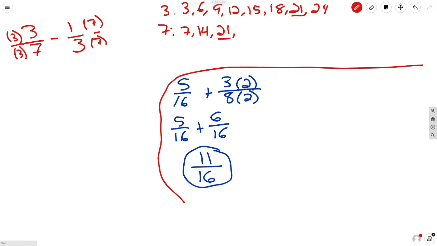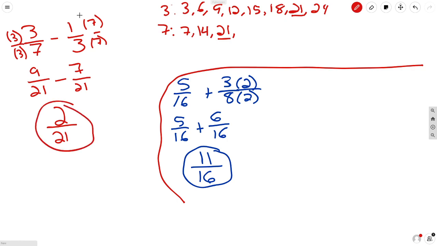So 3 times 3 is 9 over 21. 1 times 7 is 7 over 21. When we add or subtract fractions, the denominator stays the same. 9 minus 7 is 2. So 2 over 21 is my answer here.